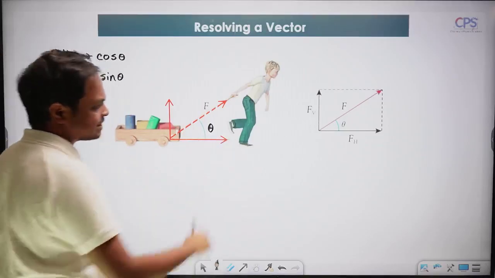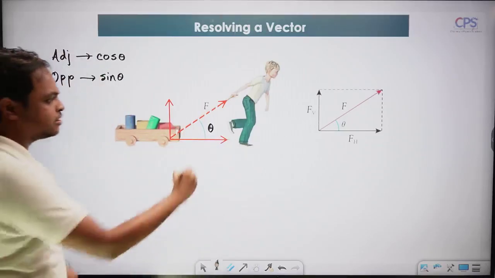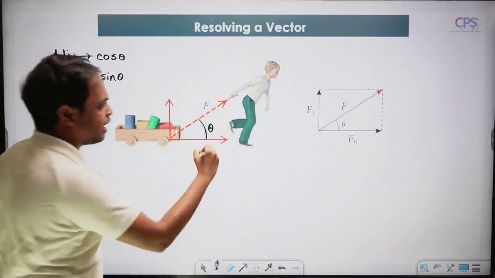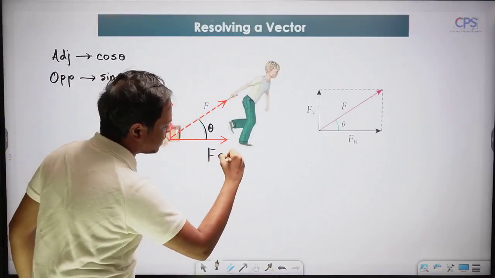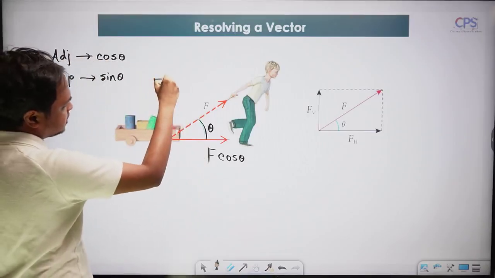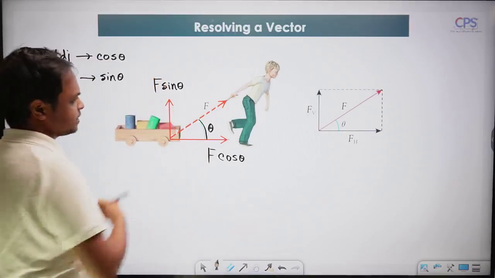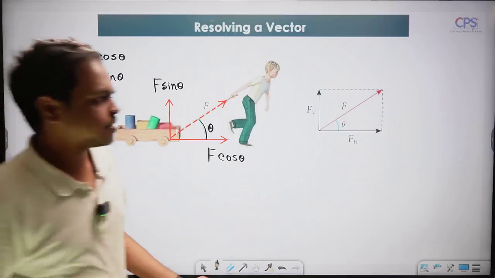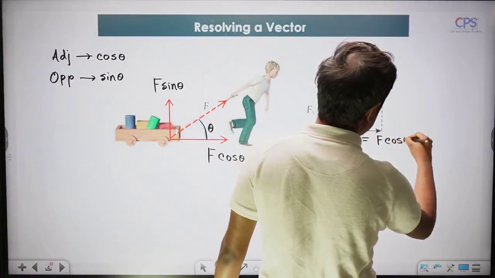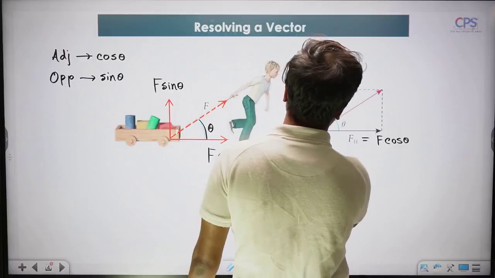So this one is adjacent. See, this one is adjacent to this angle. That's why it will be F of cosine theta. And this one is opposite to this angle. That's why it is F of sine theta. See, very easy. So this one is F cosine theta. This is F sine theta.